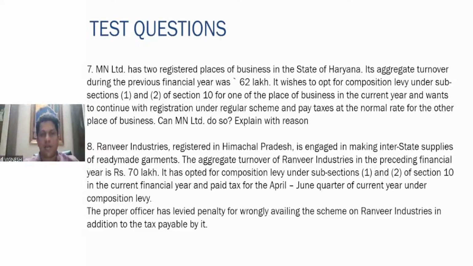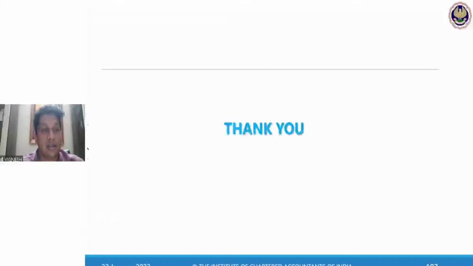Very, very simple. A condition given in the composition scheme is that if you are making interstate supply, you are not supposed to register for the composition scheme. Only intrastate supply is eligible for the composition scheme. So since he is making interstate supply, definitely he cannot opt for the composition scheme, and definitely the proper officer levying the penalty as well as the tax is the right course of action.